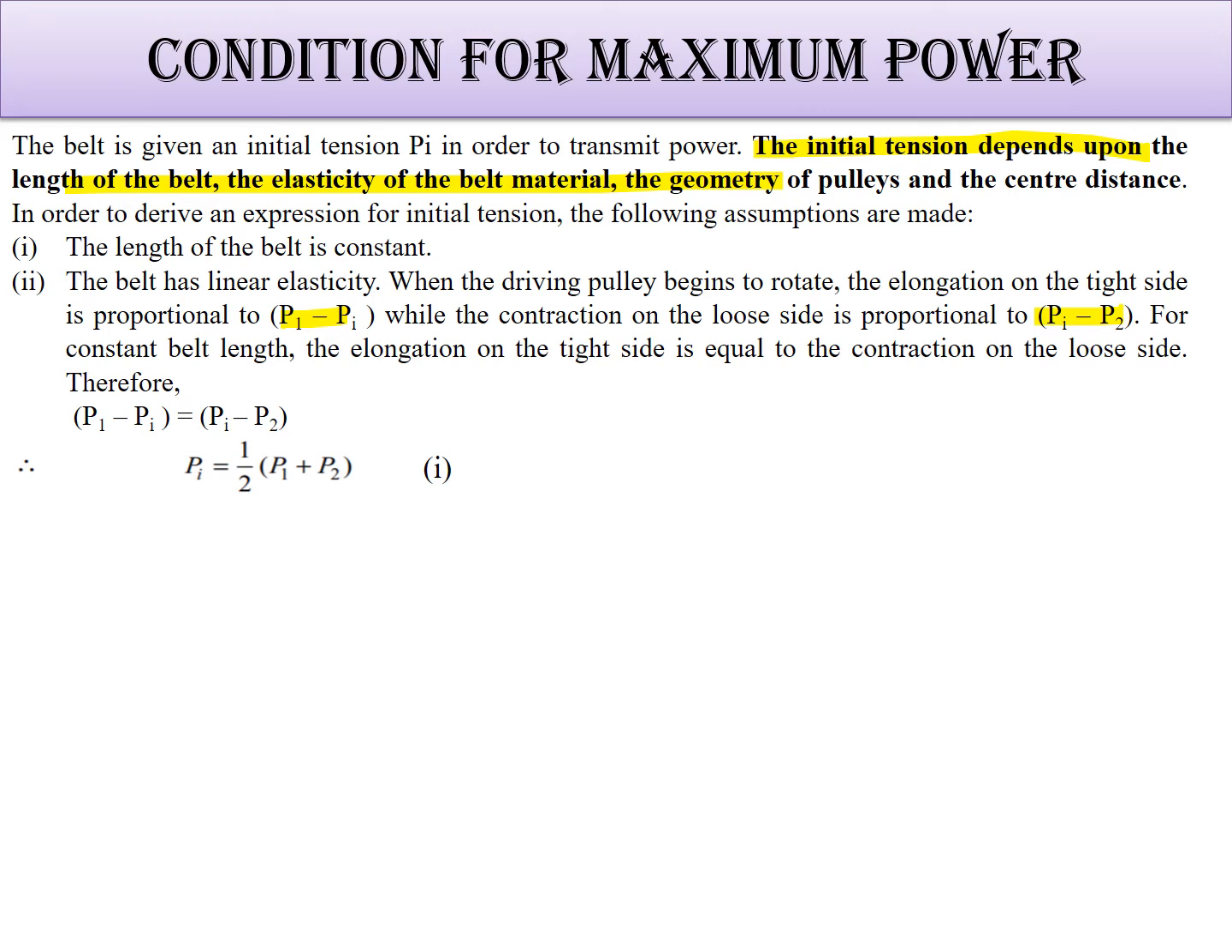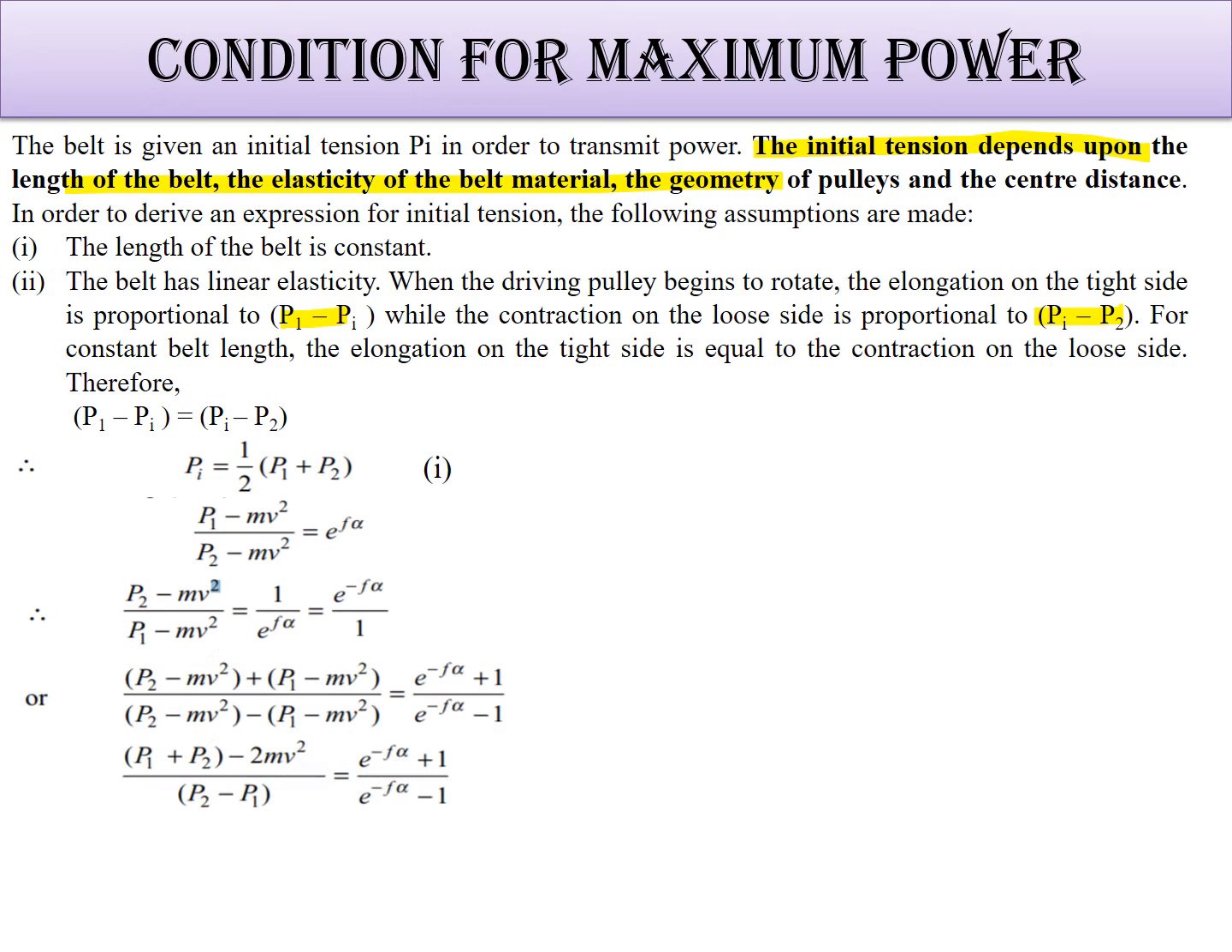So Pi is equal to what? That is, the initial tension will be half of P1 plus P2. We know that for the maximum belt tension, P1 minus mv square divided by P2 minus mv square is equal to e raised to f alpha. If we interchange this part, we get P2 minus mv square divided by P1 minus mv square equal to 1 upon e raised to f alpha, that is, e raised to minus f alpha upon 1. You can say this part.